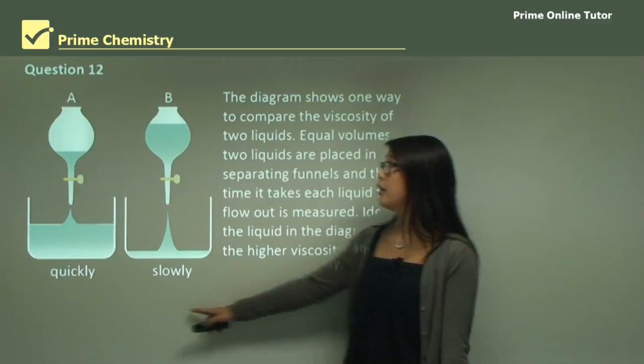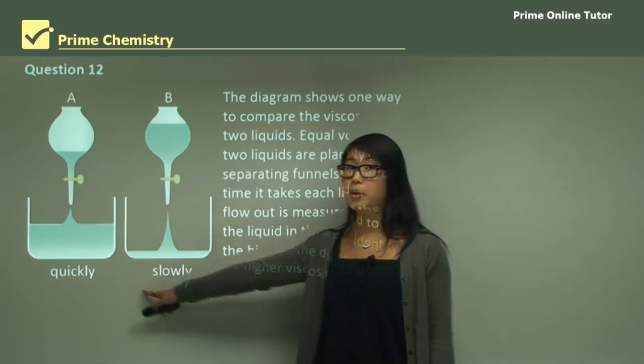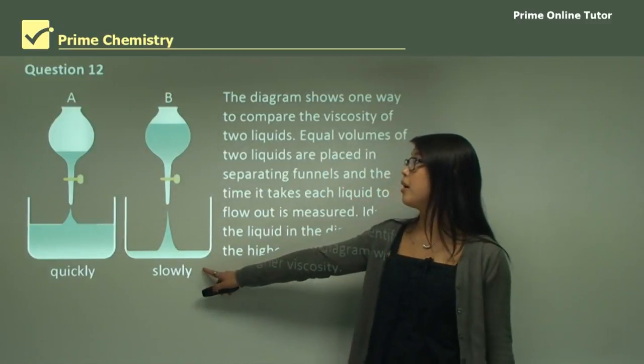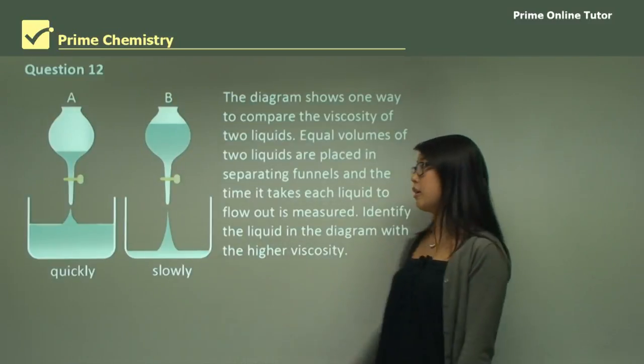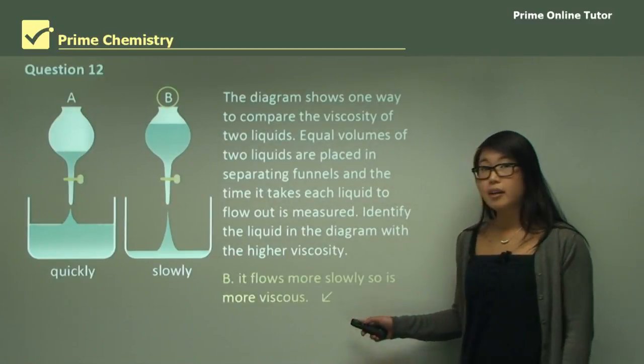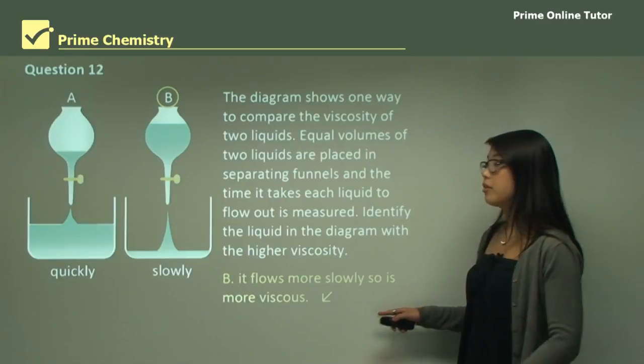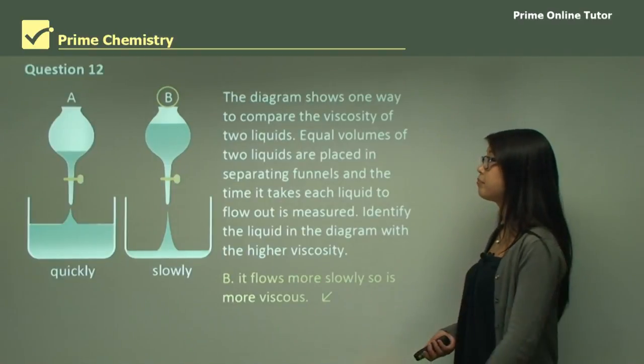So this means that A flows quickly because there's a lot there in the same amount of time, compared to B, which flows quite slowly. So that means B is the one with higher viscosity because it's flowing quite slowly.